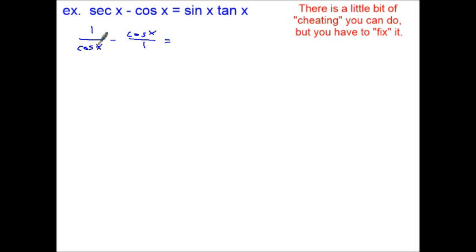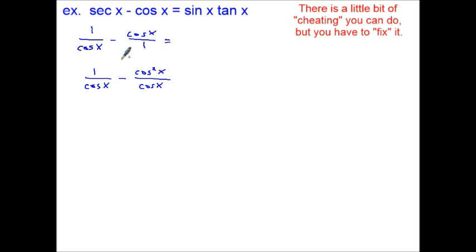Alright, so I've got this. Well, again, I've got two fractions, so common denominator sounds like a good plan. So cosine is my common denominator, so I don't need to mess with my first fraction, so 1 over cosine x stays true. And then if I hit this guy top and bottom with cosine, I'll get cosine squared x over cosine.